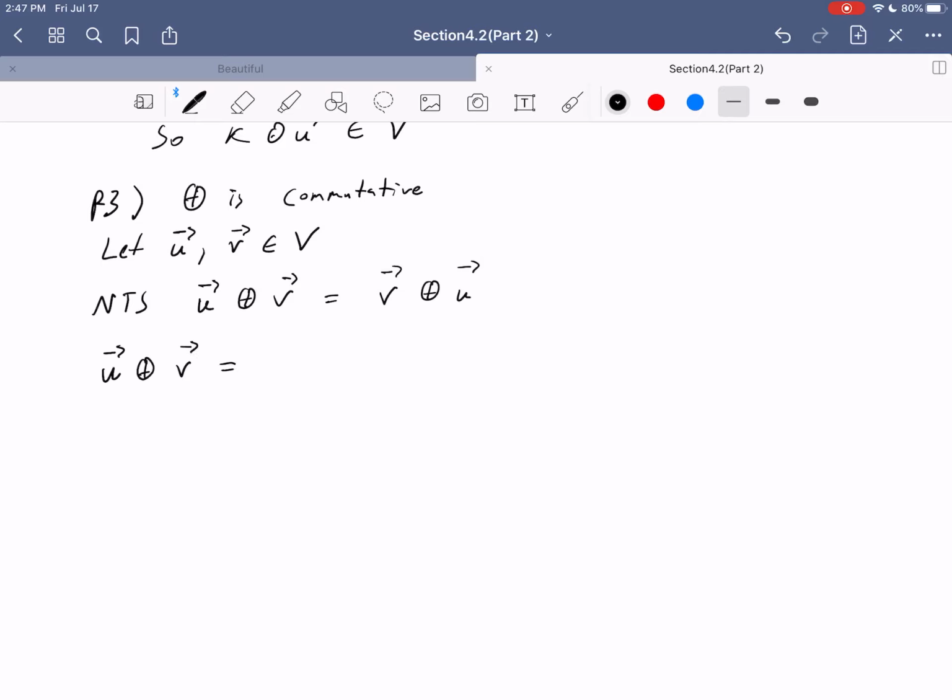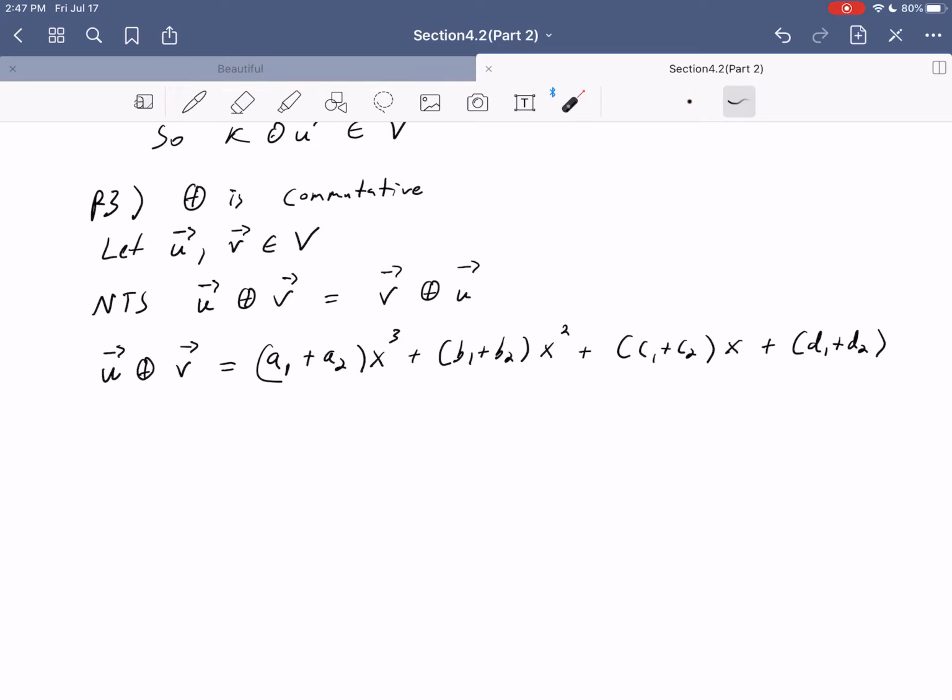So we will make a series of equalities. We know that u plus v, by definition, is (a1 plus a2) x cubed plus (b1 plus b2) x squared plus (c1 plus c2) x plus (d1 plus d2). That was our definition for how we add two of our vectors, or in this case, just add two polynomials.